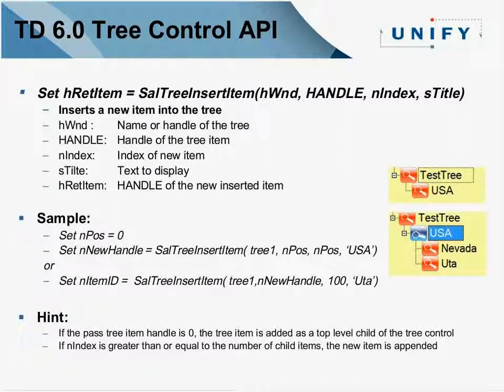Later on, I want to try to explain the end position, and in this case, we insert a new item called Utah. The 100 maybe is a number which is higher than the inserted item ID or the result of the item count. So for the hint, if you pass tree item handle as 0, the tree item is added as the top level child of the tree control. If the index is greater than or equal to the number of the child items, the new item is appended.